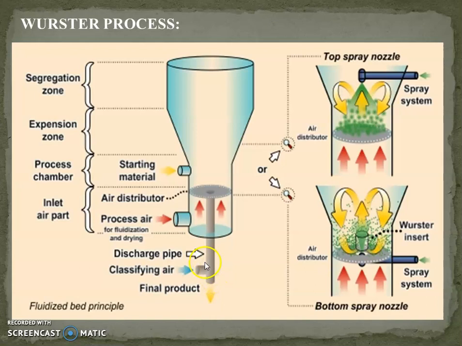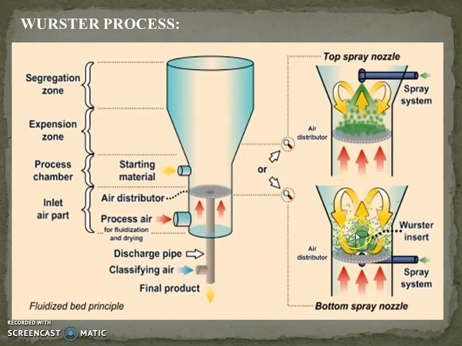In these techniques there are two types of spraying system. One is called the top spray system, and the second one is the bottom spray technique. In the top spray technique, the spraying nozzle is placed at the top side of the equipment, and the coating material is sprayed over the surface of core materials. This green color indicates the coating solution that is sprayed over the core materials.